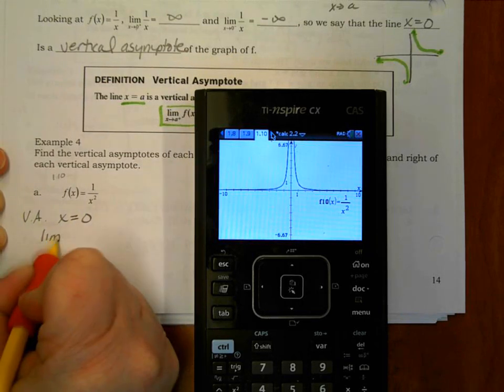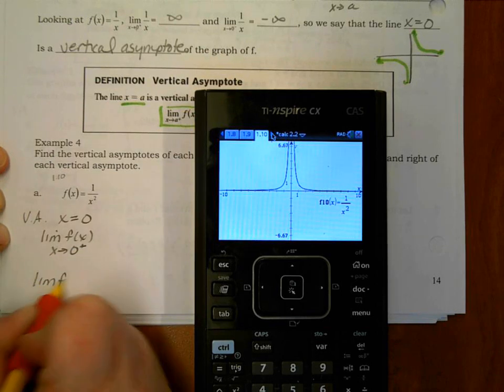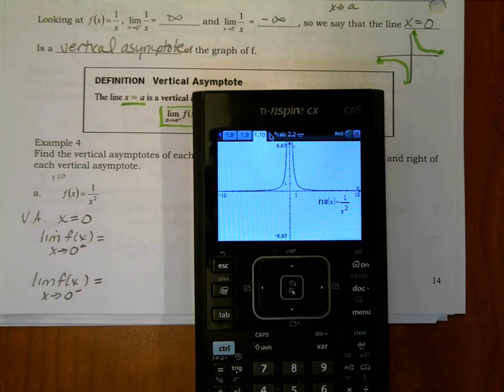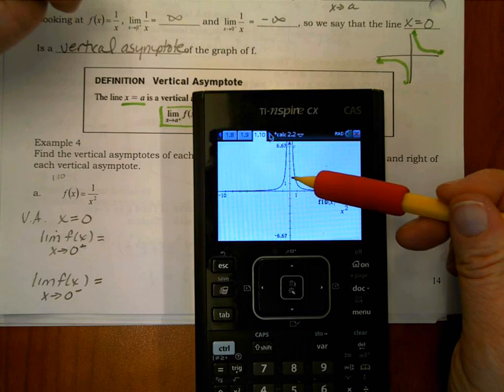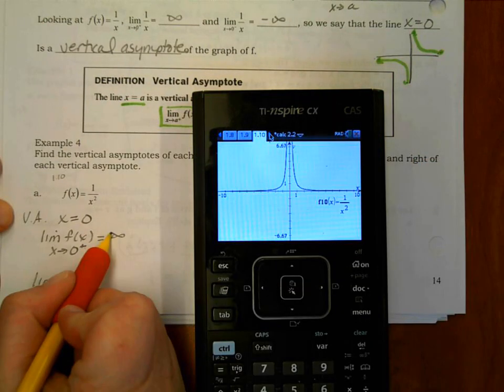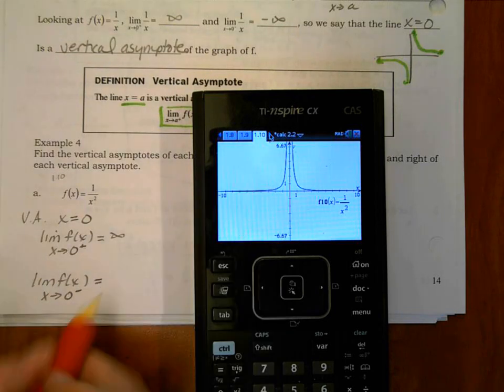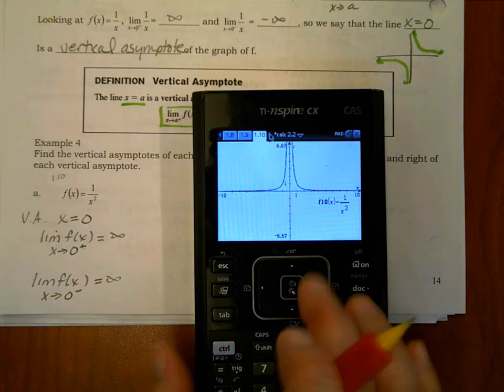And then it's asking for what is the behavior to the right and to the left of that vertical asymptote. Okay, so if my vertical asymptote is at 0, then I want to find the limit as my function approaches 0 from the right and from the left. And if that's where I have a vertical asymptote, then my limit should always be infinity or negative infinity, one or the other. And so as I approach from the right, heading towards 0, my y values get bigger, bigger, bigger, so the limit is infinity. As I approach 0 from the left, heading towards the right, my y values get bigger, bigger, bigger, so my limit is infinity. So both of those happen to be infinity.